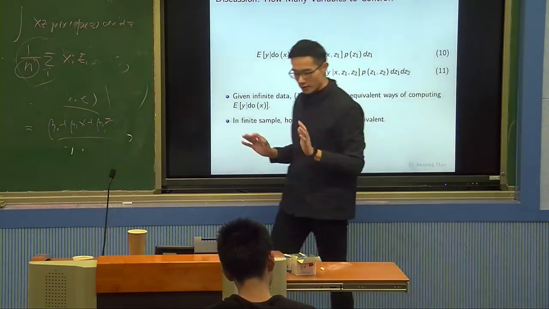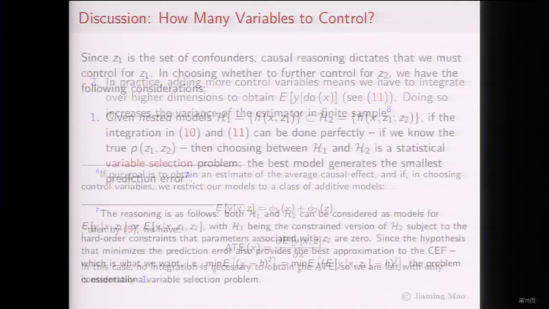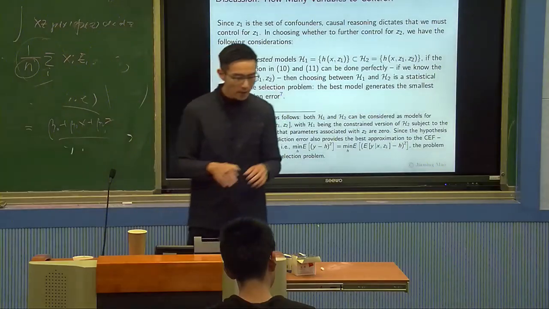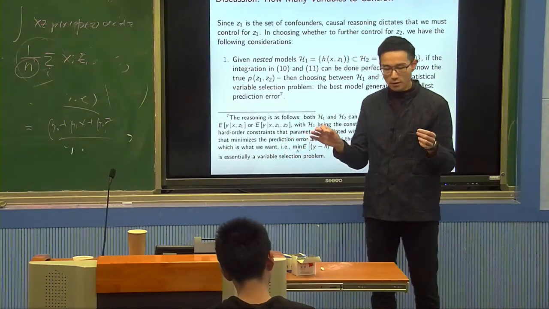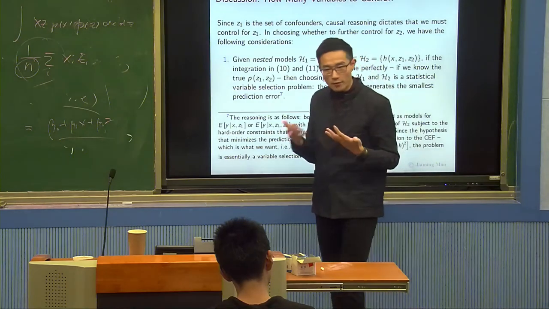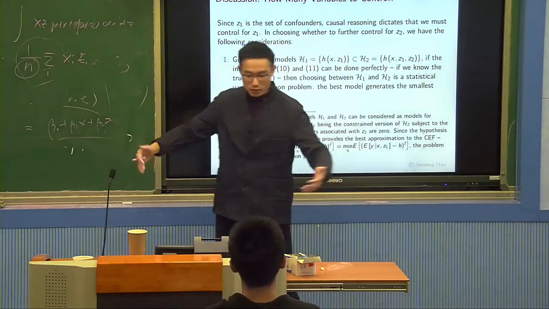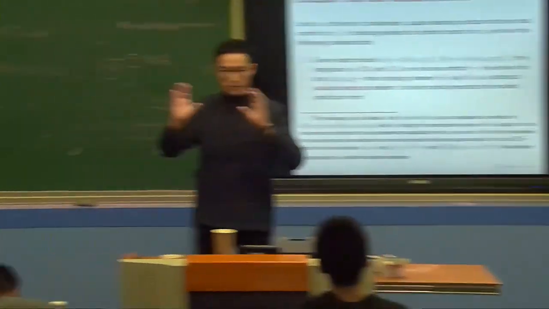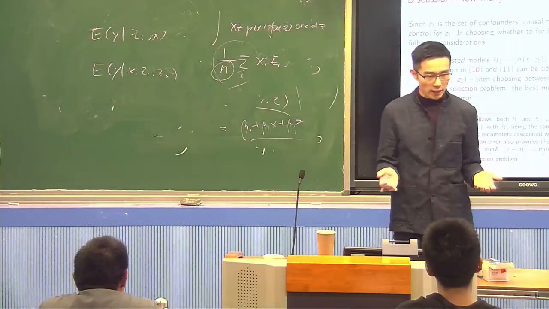Okay, all right, in summary, what does it mean in practice? In many empirical economic applications, when you do regression, you always have this question about how many variables do I need to control. Do I need to control for everything? Do I need to control only for the minimal sufficient set of variables that control for confounding, or do I need to throw in everything?